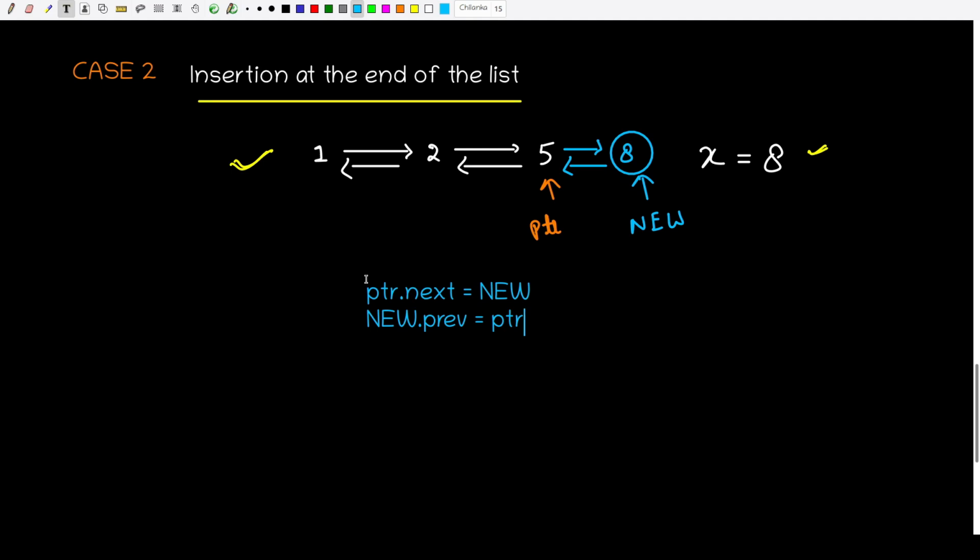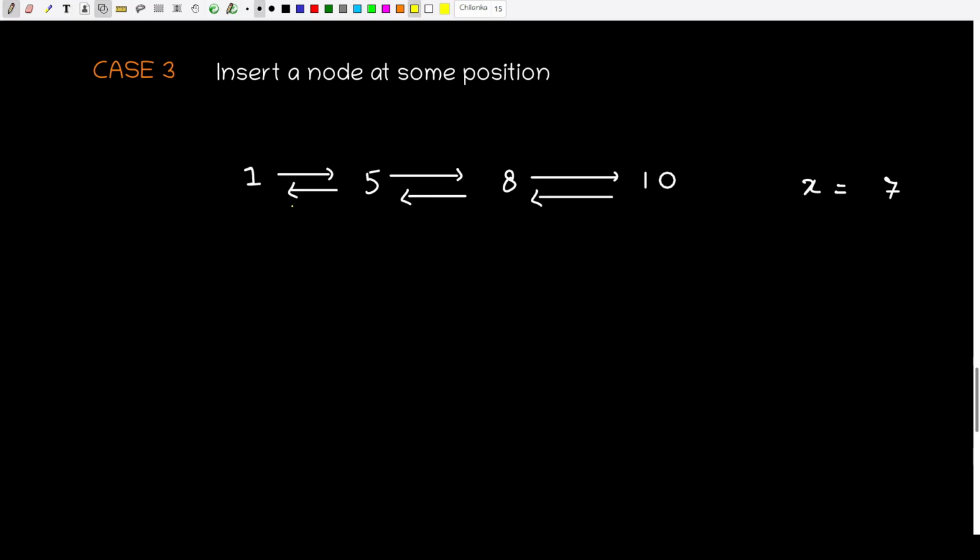Now let us discuss the final case where we want to insert a node anywhere else. So let us say this is the doubly linked list which is given to us, and we want to insert 7 into this doubly linked list. So 7 should come somewhere over here. So for that, again we will have a ptr pointer. The ptr pointer will be at this position, and then we are going to take a new pointer. So this is the new pointer, and new pointer is at this position.